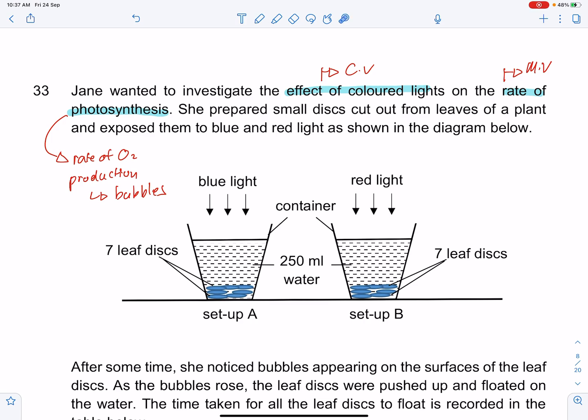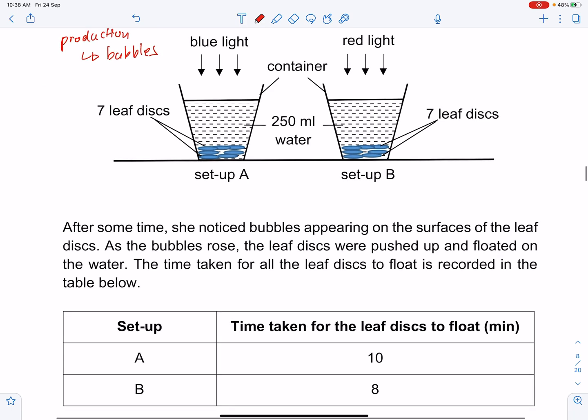So we can then continue. She prepared small discs cut out from the leaves of plant and exposed them to blue and red lights. So these are my change variable. Okay, as shown in the diagram below. After some time, she noticed bubbles appearing on the surfaces of the leaf disc. As the bubbles rose, the leaf disc were pushed up and floated on the water. The time taken for the leaf disc to float is recorded in the table below.